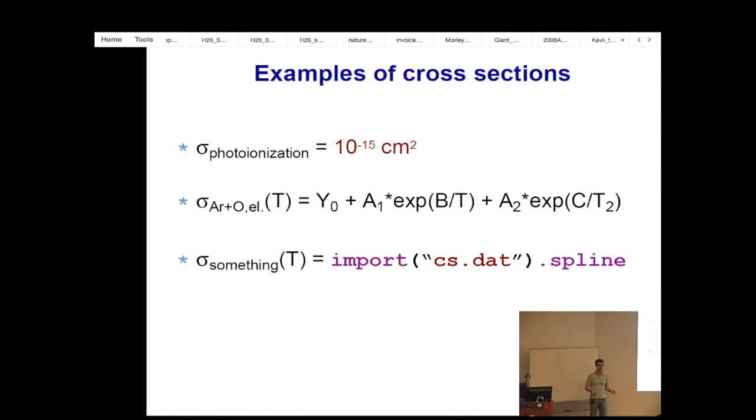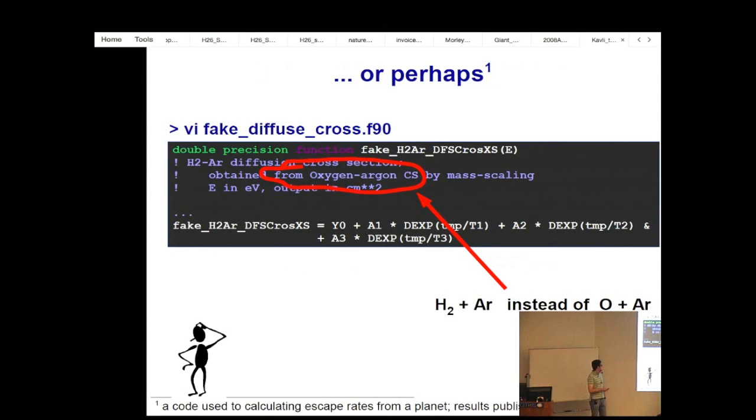We usually need hundreds or thousands of cross-sections like this to describe the chemistry or whatever we're interested in. And that works fine. For example, I found this subroutine in one of the codes that you used for modeling. It's called fake diffuse cross-section. So it constructs the H2 argon reaction and elastic scattering cross-section based on the oxygen argon, which is not exactly the same thing from a point of view of chemistry. And then there are things like this.